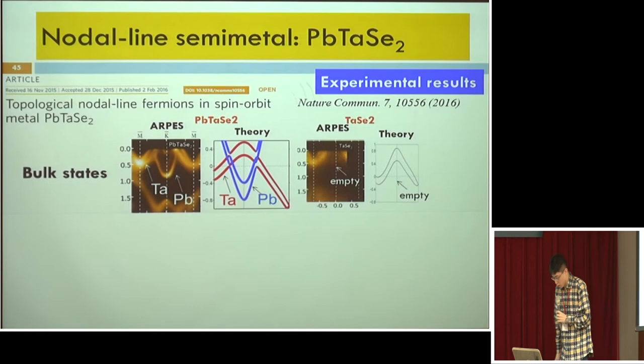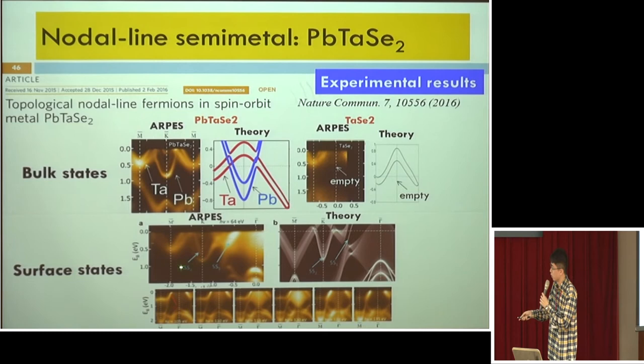If we remove the P atom and become tantalum selenide, we can see the electron pocket disappear, so it's empty. Another piece of evidence is this surface state, which we label SS2 here. This surface state comes from the nodal line below the Fermi level. So ARPES also successfully observed this surface state.